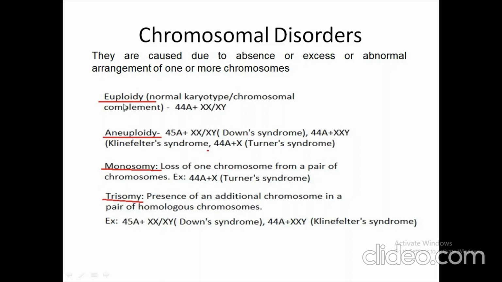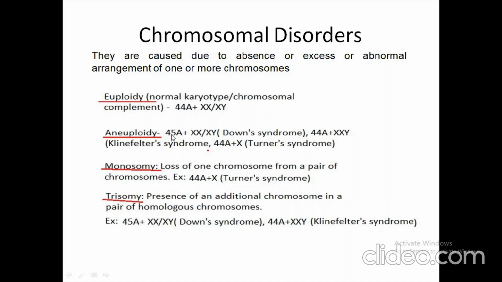Euploidy refers to the presence of normal chromosome number. So in humans there are 44 autosomes, that is 22 pairs of autosomes, and a pair of sex chromosomes. In males, the sex chromosomes are X and Y. In case of females, there are two X chromosomes.